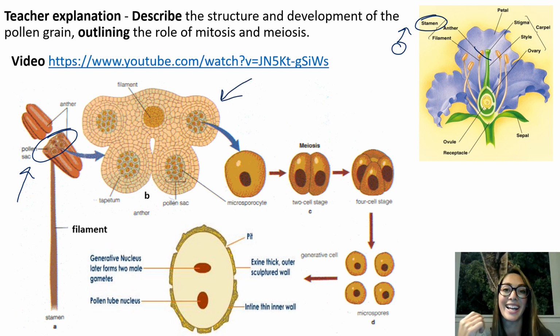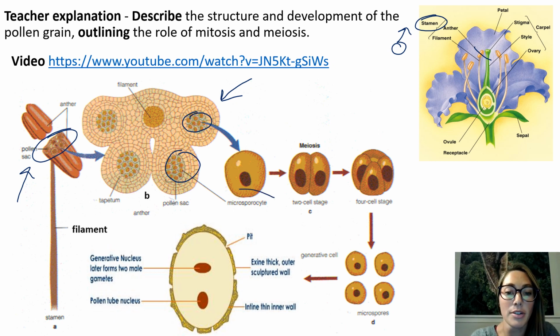We'll hopefully at some point get to look at these under microscopes, anther microscope slides. And we really are interested in these parts here, the pollen sacs. This is where pollen is made. And so the process of how a pollen grain is made and matures is this.